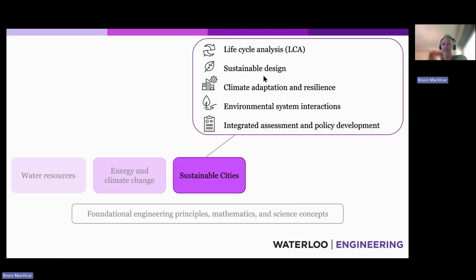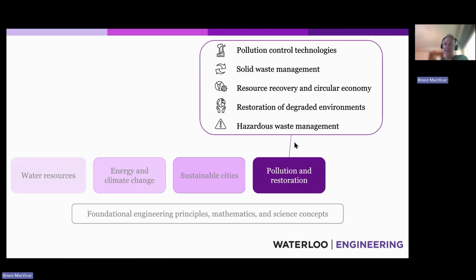So life cycle analysis is a key technique, thinking about sustainable design. Again, climate adaptation and resilience, and linking maybe with policy. So there's a bit of a planning link with sustainable cities. Pollution and restoration remains important, right? We know that the pollution control is key, and development of new technologies is very important. Managing the solid waste, the liquid waste, these are key functions for environmental engineers. And there's many new problems all the time that need to be resolved.